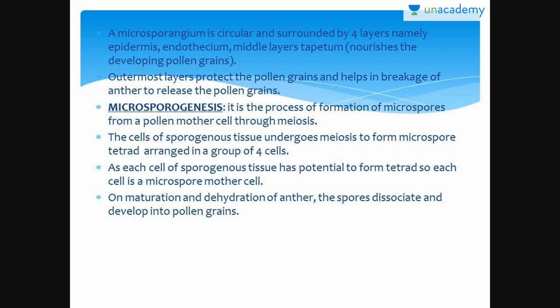Then microsporogenesis: the formation of microspores from pollen mother cells through meiosis is called microsporogenesis. The sporogenous tissue of microsporangium is differentiated into microspore mother cell or pollen mother cell. Each microspore mother cell undergoes meiosis and gives rise to haploid microspore tetrad.